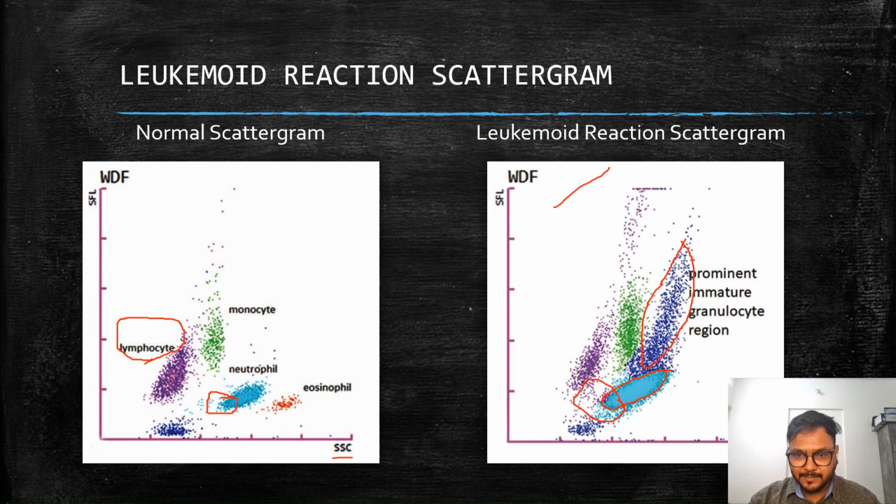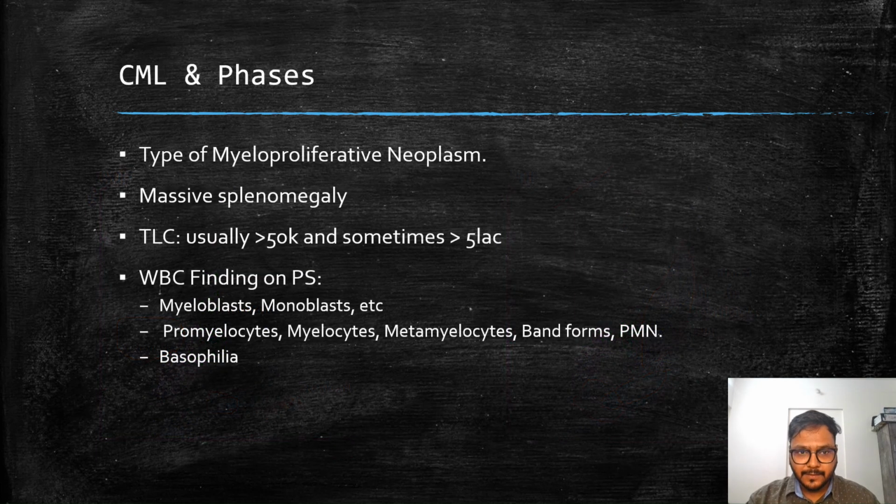Please keep this scattergram in mind when we are seeing CML. Now coming to CML and its phases. CML, it is a type of myeloproliferative neoplasm. The patients usually have massive splenomegaly. The total leukocyte count in such cases is usually more than 50,000 and can go up to 5 lakhs as well.